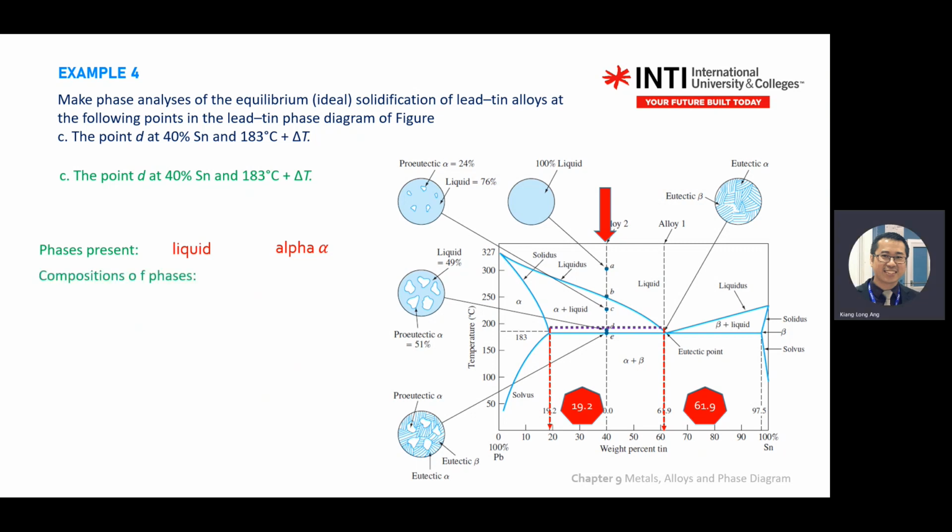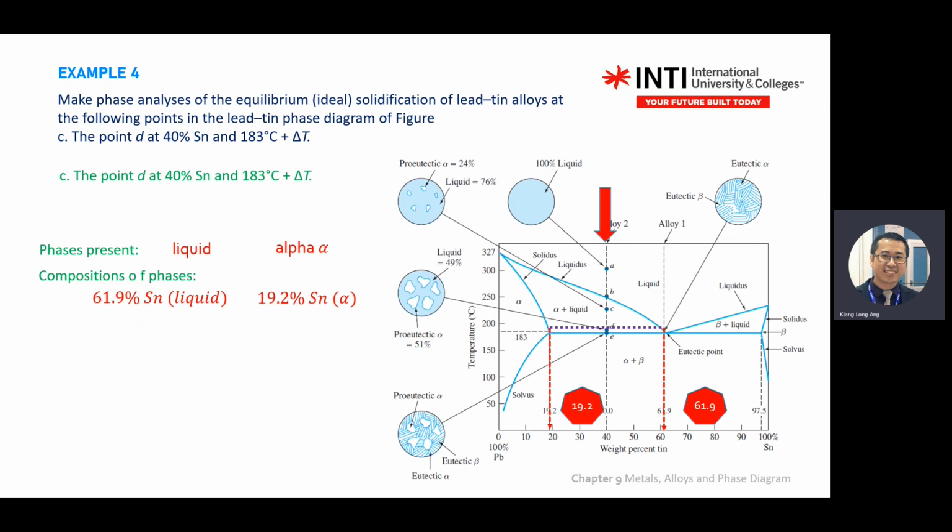Okay, next, composition of phase. Alpha, liquid, how many percent? Drop down, just read from the graph. Liquid, how many percent? 1.9. Alpha, how many percent? 19.2.